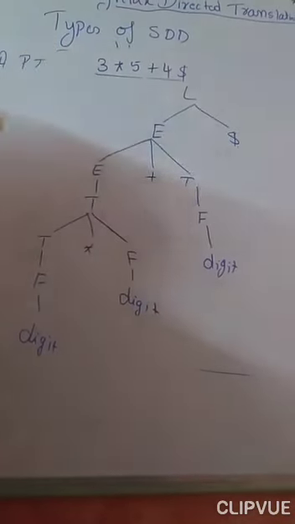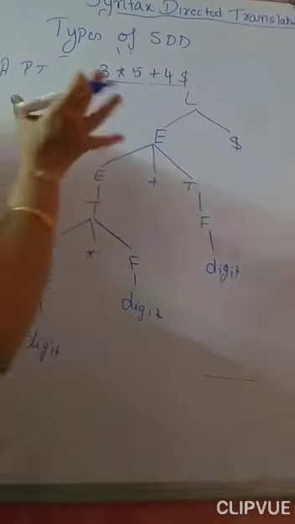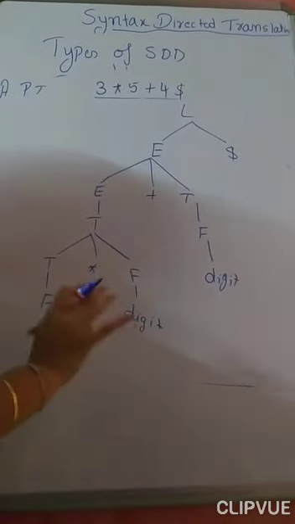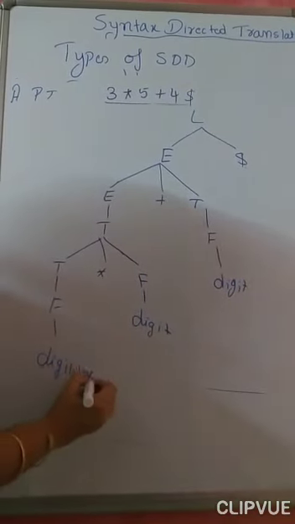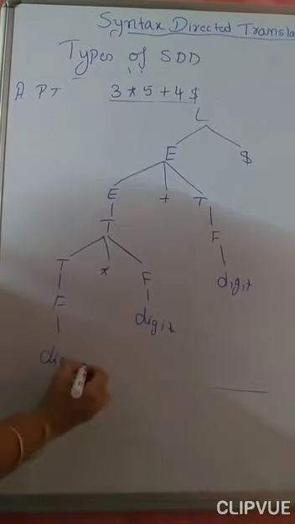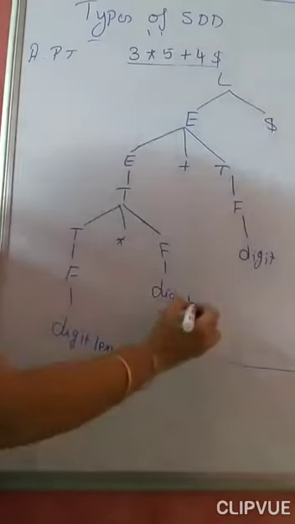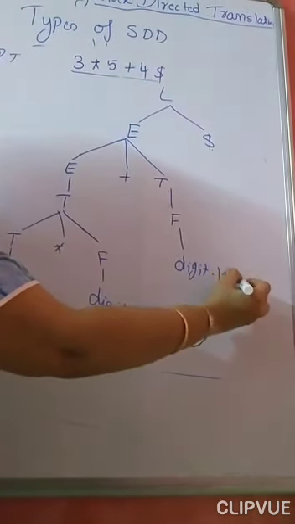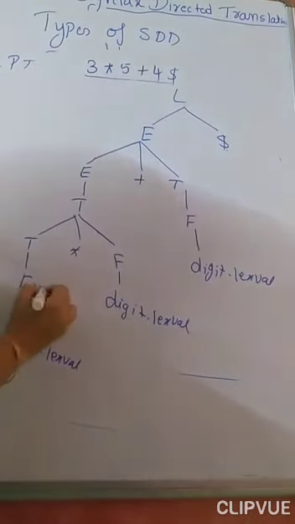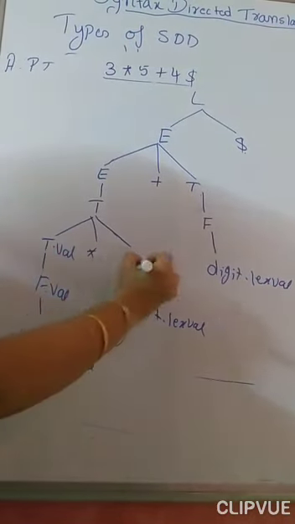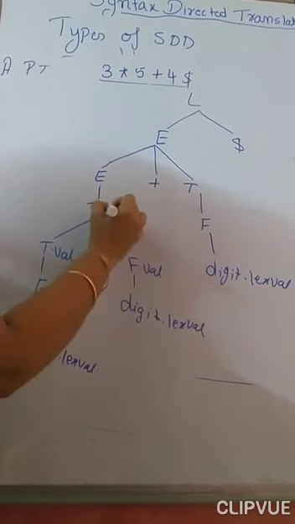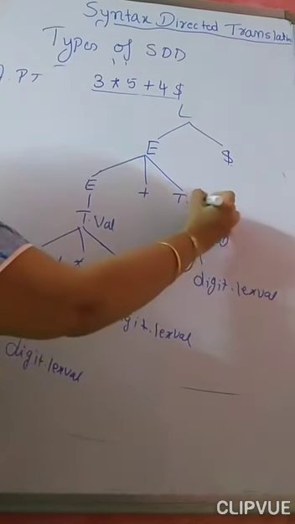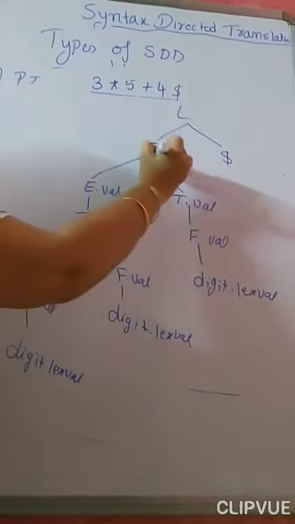The annotated parse tree. So in order to construct an annotated parse tree, along with the parse tree we need to write the attribute value associated with each of the nodes. So what is this? Digit dot value. It is nothing but the lexical value. Digit dot lexical value. Then F dot val, T dot val, F dot val, T dot value.